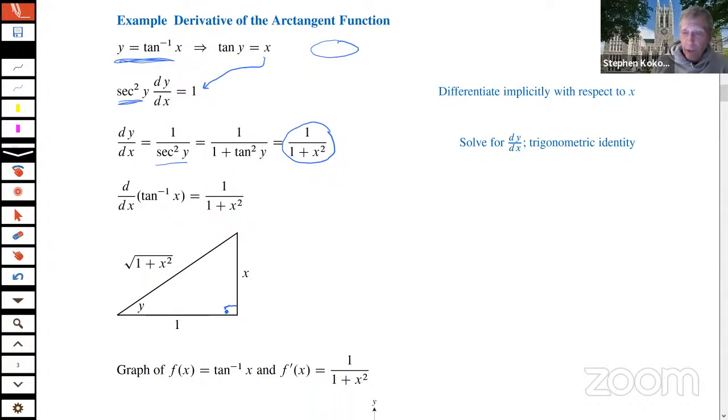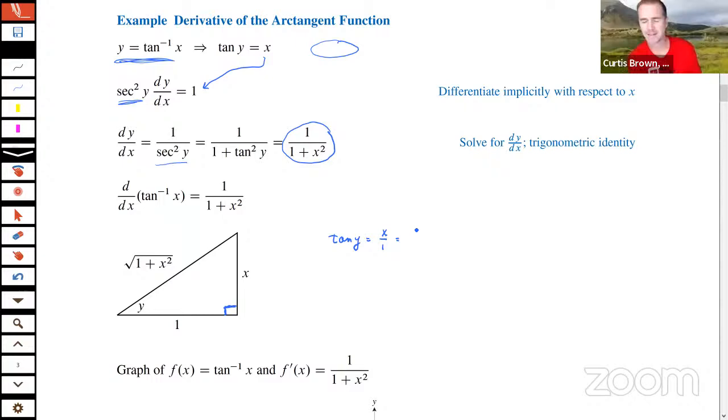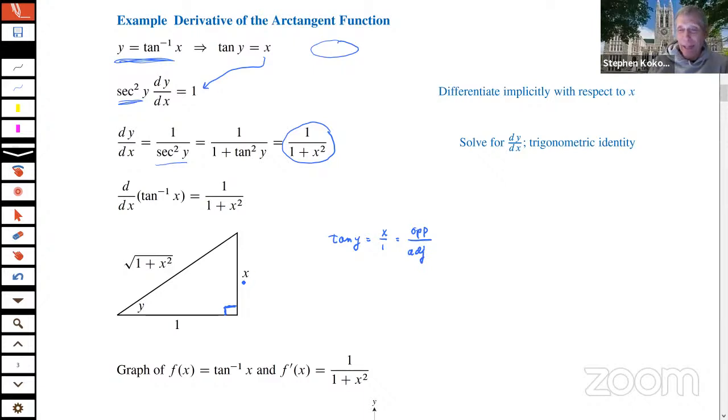And just to make sure that this is consistent with something I did a minute ago, I'm going to take a look at my reference triangle here. Let me make sure that this works. There's my angle y. All right, Curtis, I'm going to give it a shot. What's the tangent in right triangle trigonometry? Do you remember? Adjacent over hypotenuse. No, hold on. Opposite over adjacent. There we go. Okay, very good. So there's my x over 1.